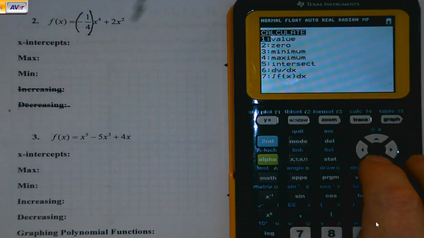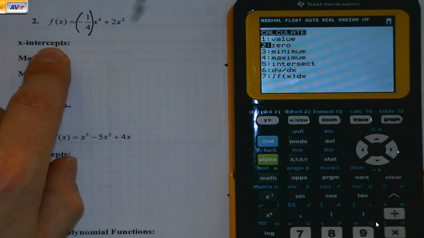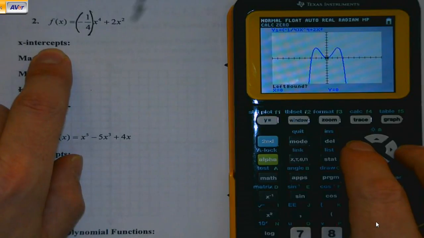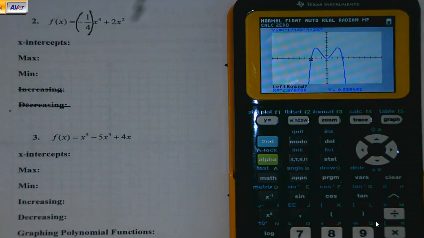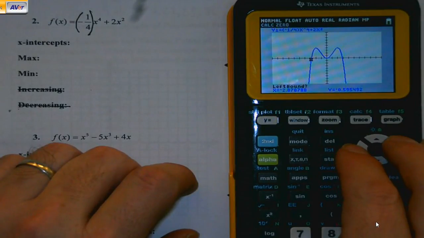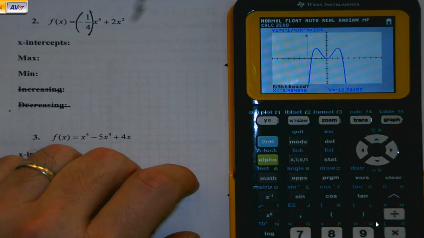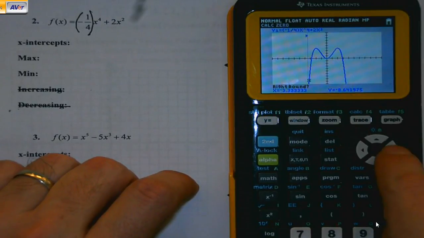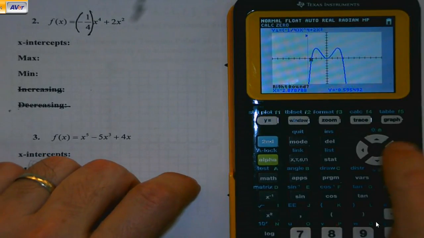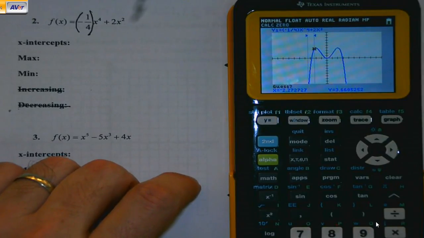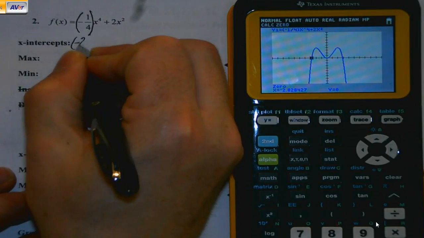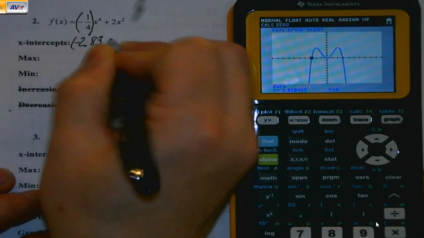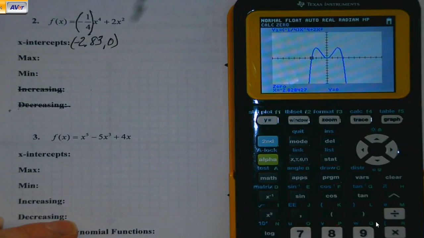Second trace, we know where that is. Okay, x-intercept is a 0, so we're looking at 0. Now, normally I just work left to right. So get as close as I can. Again, left and right arrows only. 2, 3, 4, enter, first bound, 1, 2, 3, 4, gets me back where I started, 5, 6, 7, 8, enter, and then one more. So negative 2.830 would be my first one.